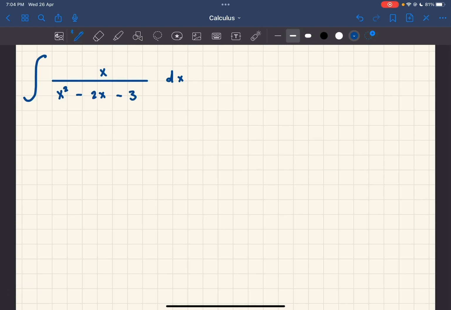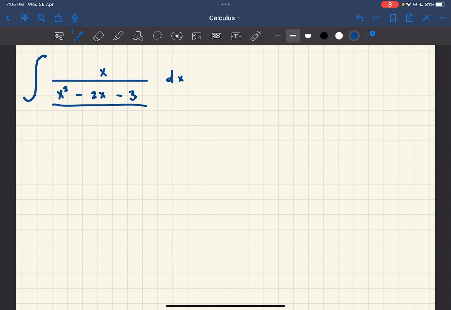Hello, so today I'm going to integrate a rational function using the method of partial fractions. For the first question, we have the integral of x over x squared minus 2x minus 3 dx. So the first thing that we have to do with this question is factor out the denominator so we can start solving the question itself.